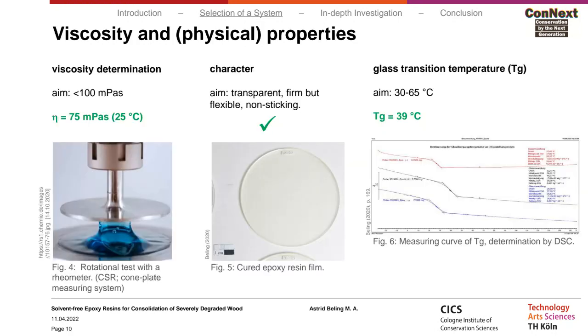The selected epoxy resin has a low viscosity of 75 millipascal seconds, so it's comparable with oil. As the figure in the middle shows, at room temperature the cured epoxy resin is transparent. The epoxy film, bent by hand, is firm but flexible and non-sticking. It has a glass transition temperature of about 39 degrees Celsius, which is in the desired range.